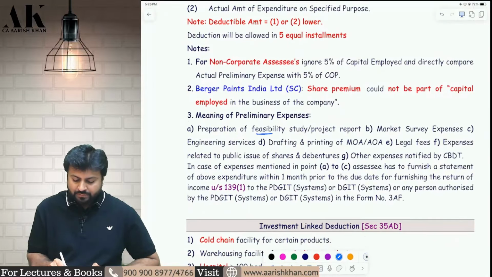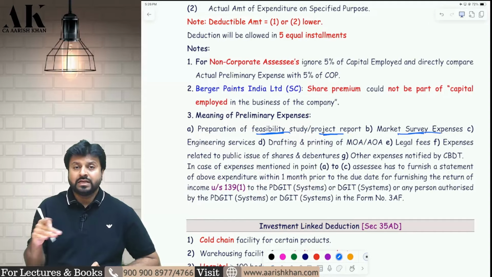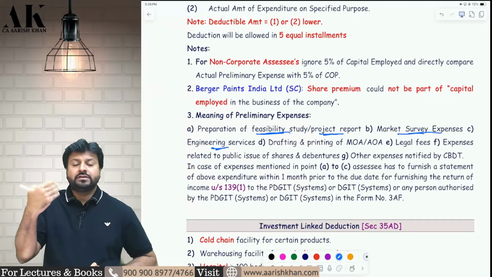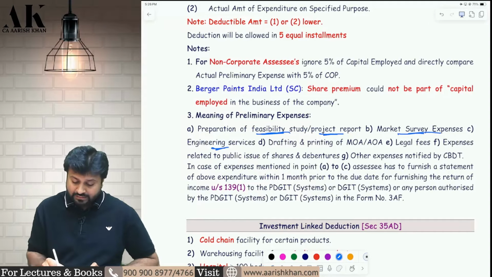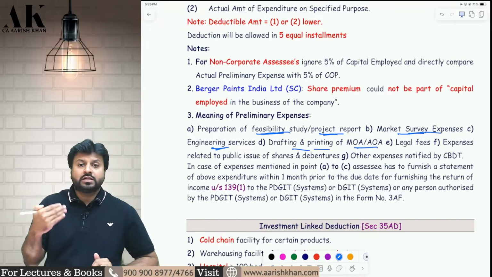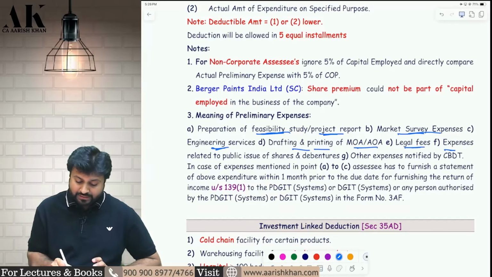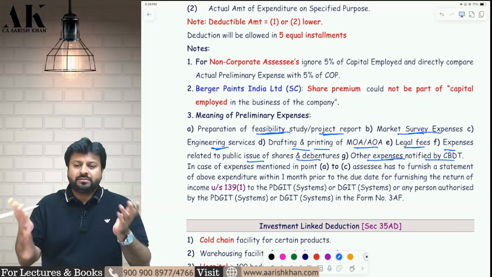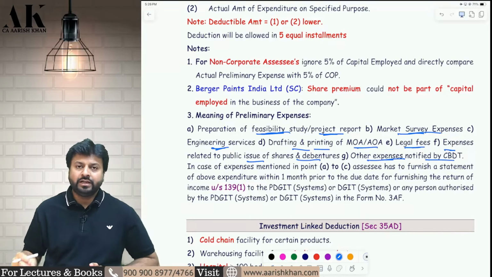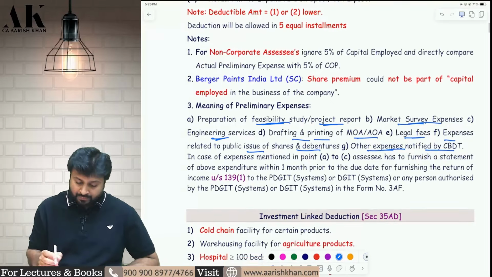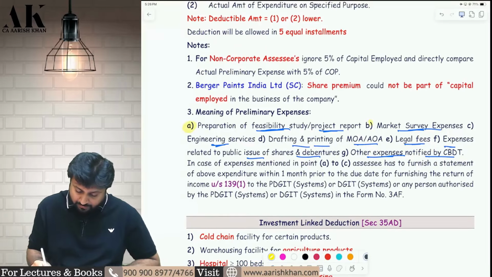Preliminary expense includes preparation of feasibility study expenses, preparation of project report, market survey if you are doing something to start a business, then that expense, then engineering services if you are doing some to start a business, that expense, drafting and printing of memorandum of association, articles of association, legal fees if you are incurring, that expense will be covered, expenses relating to public issue of shares and debentures, and other expenses notified by CBDT. There might be some other expenses also which are notified by CBDT, that is also covered in the definition of preliminary expense.